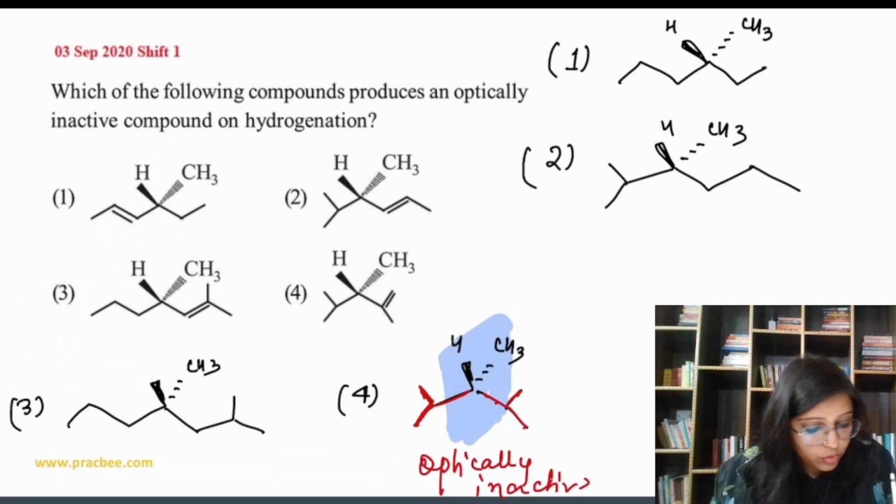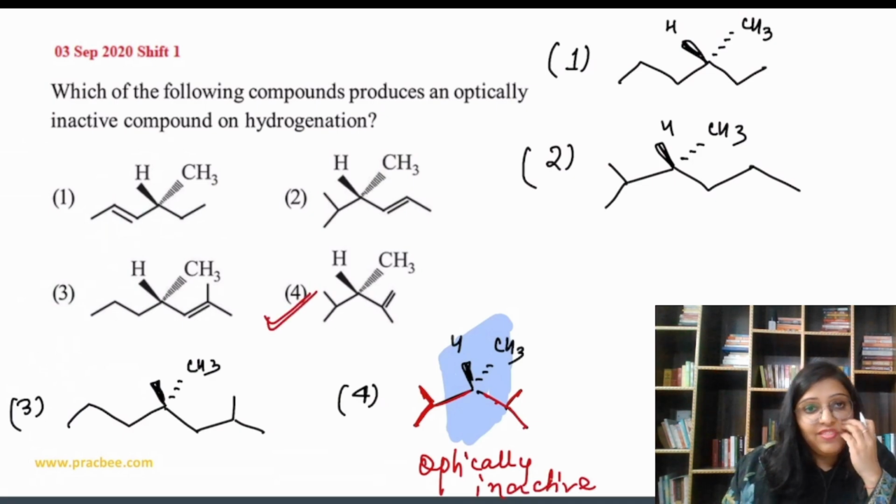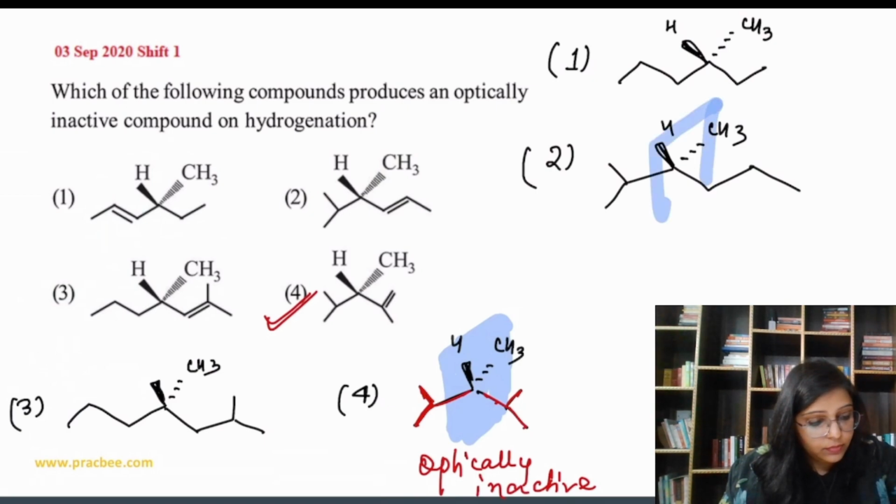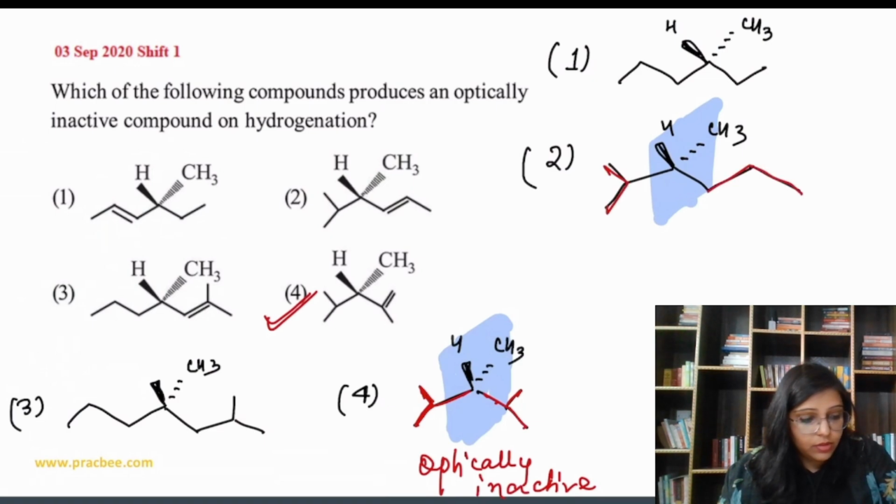So the answer is fourth. Let's say if we see option number 2, if the plane is this. So here we have this group and here we have this group. So we have different groups, different groups.